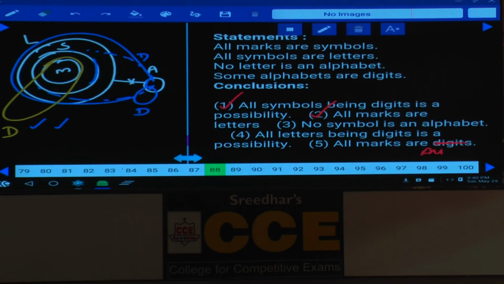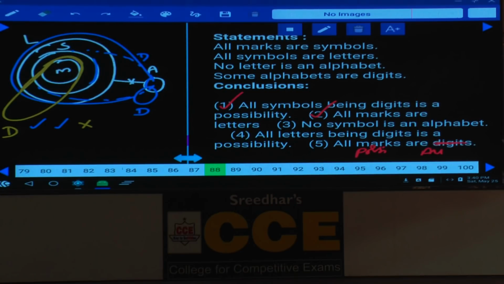Now, all marks are alphabets should be taken because if you take all marks are digits, as of now it is false. Once it became false, but to check whether it is 100% false, then we have to take this one. Hence, in the case of affirmative conclusion, in the case of does not follow, we have to take this as a possibility. That is why we do not need a separate alternate diagram here.